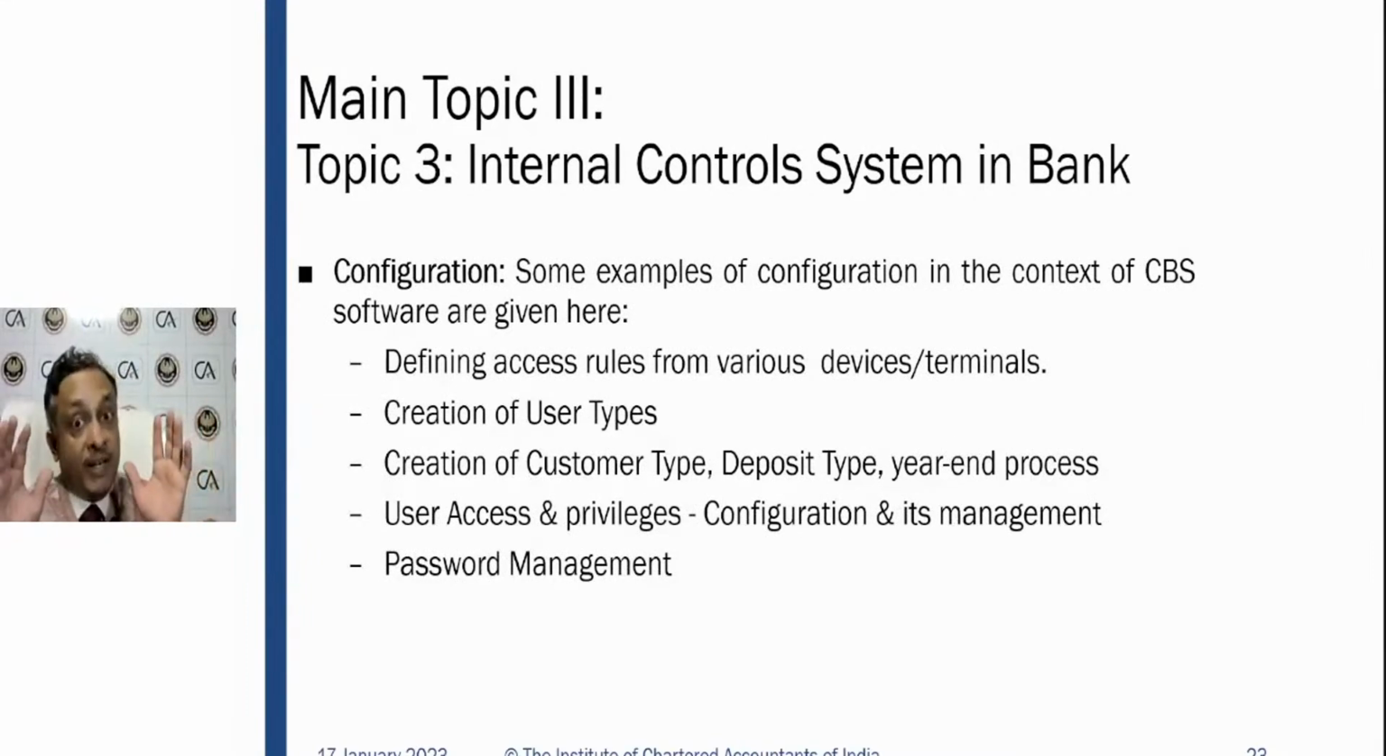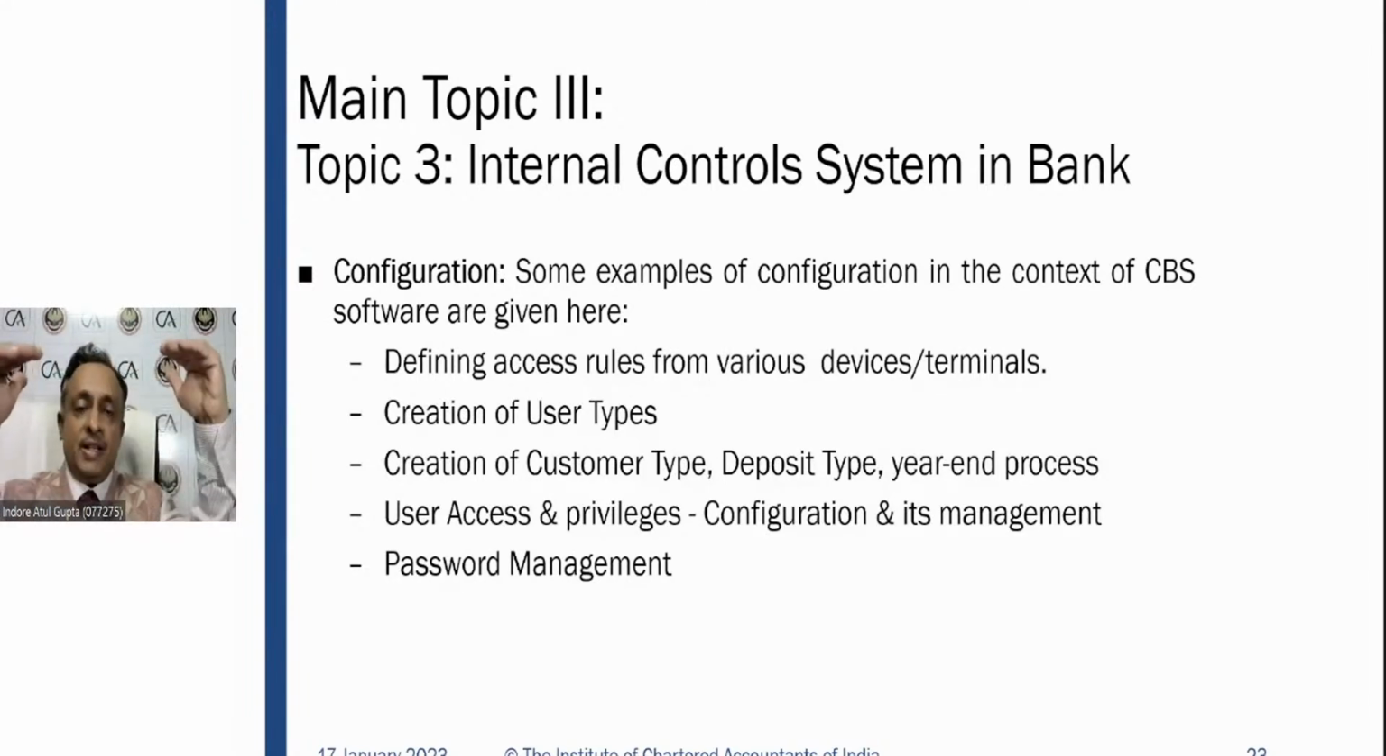So configuration. Now please understand, remember it this way: configuration, master, transaction. So what will be defined first? Configuration. Then what will you define? Master. And after that you will define transaction. Let us take it one by one. Configuration. Some examples of configuration in the context of core banking software are given here. First, defining access rules from various devices. Let me read and then I'll try to explain. Creation of user types, creation of customer type, deposit type, year-end process, user access privileges, configuration and its management, and password management.